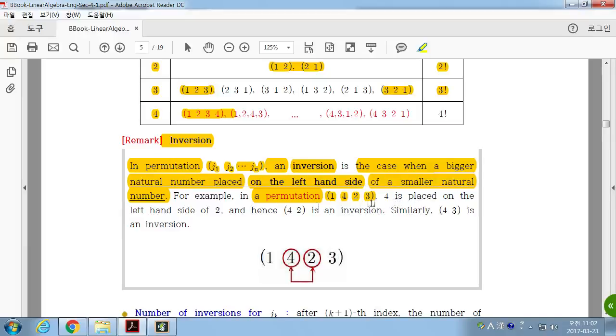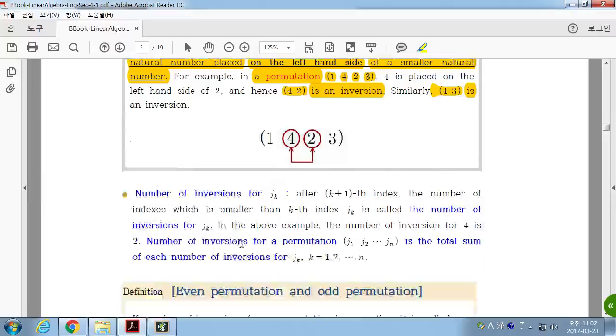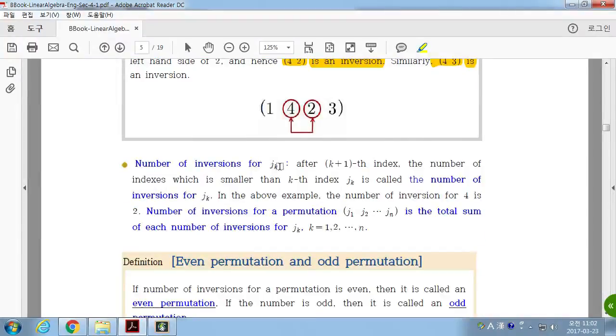Next, what about the other numbers? This permutation has 1 inversion for 2 and another inversion for 3, so it has 2 inversions. We can now define the number of inversions for one number in a permutation.